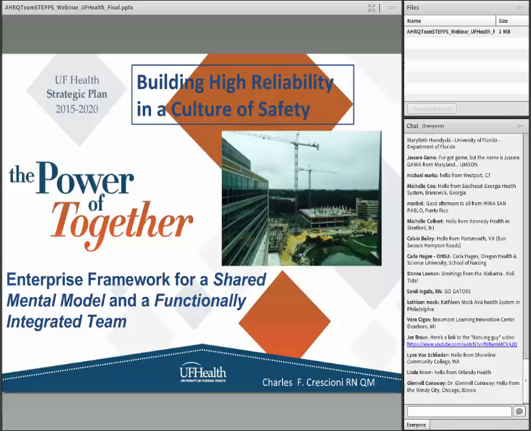But the UF Health strategic plan is all about building high reliability in a culture of safety. I mean, it's throughout the document. And then at the bottom of that, the enterprise framework for the shared mental model and a functionally integrated team. This is what my senior leaders say, regardless of TeamSTEPPS. This is in the strategic plan, this is where we're going. So we're showing how TeamSTEPPS could be a natural fit for this.